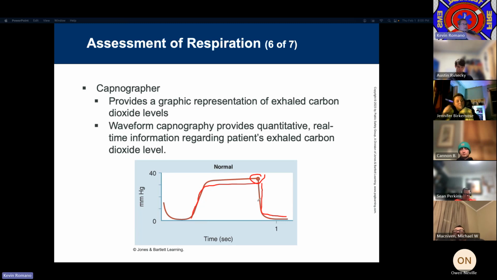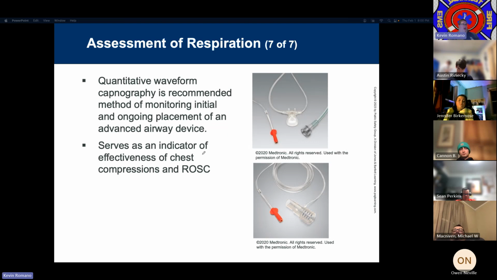Remember that this narrows in hyperventilation and it widens in hypoventilation. This will drop in hyperventilation. It will rise higher than 45 in hypoventilation. These are quantitative waveform capnography devices. This is the nasal cannula.